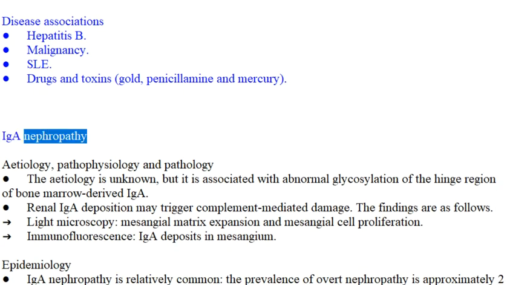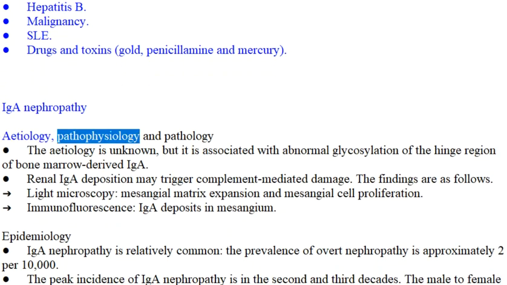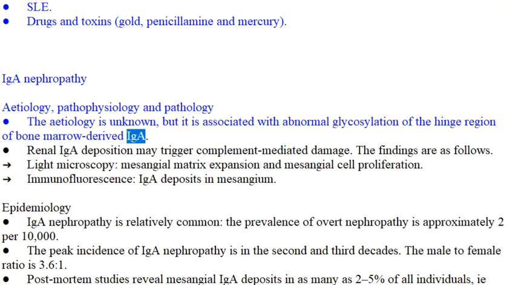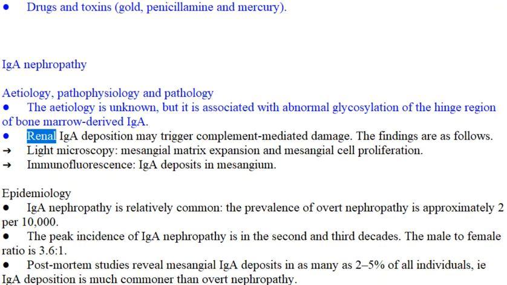IgA nephropathy. Etiology, pathophysiology, and pathology. The etiology is unknown, but it is associated with abnormal glycosylation of the hinge region of bone marrow-derived IgA. Renal IgA deposition may trigger complement-mediated damage.